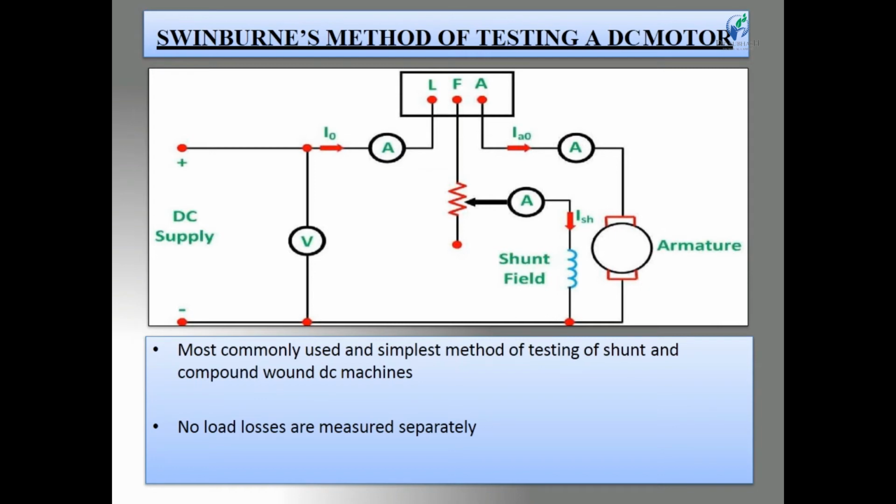Its performance characteristics are determined by using data obtained from such tests. Losses and efficiency can be found at the required load by calculation. This test is also called the no load test or light running test.